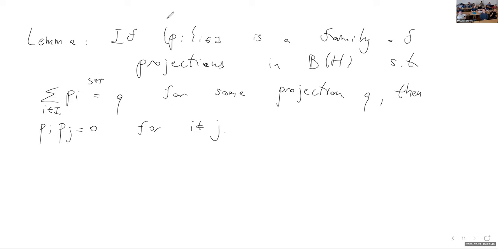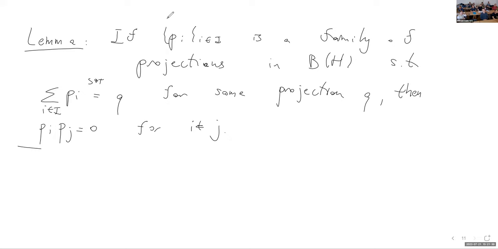Also, what is interesting, that star is continuous with respect to the norm topology. It is also continuous with respect to the weak operator topology, but it is not continuous with respect to the strong operator topology. This is the reason for introducing SOT star topology, which is different from strong operator topology. So the proof of this lemma is almost the same as the one that we use for proving that if the sum of projections is a projection, then these projections are orthogonal.